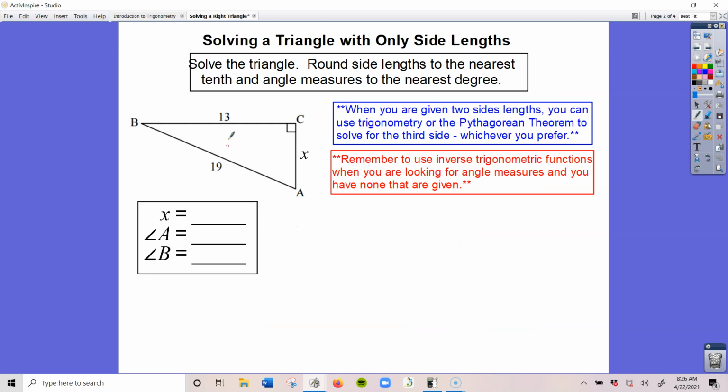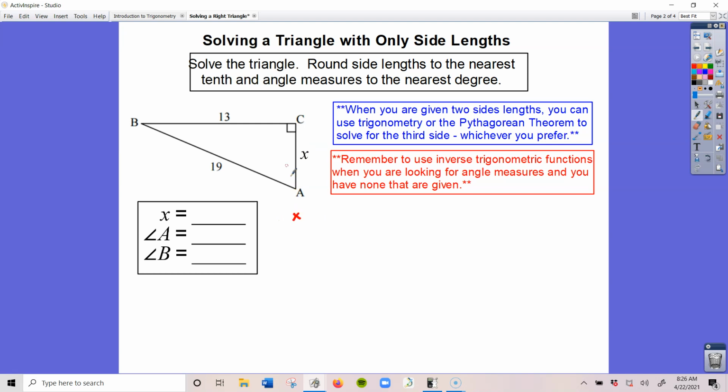We have here two sides, but we have no angles. When you are given two side lengths, you can find the missing side by using the Pythagorean theorem. Or you can always solve for any of these angles using inverse trigonometric functions and then use trigonometry to solve for that missing side. Remember that it does not matter what you choose to solve for first. I'm going to choose to solve for x by using the Pythagorean theorem.